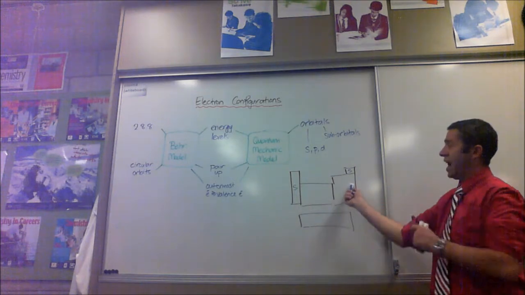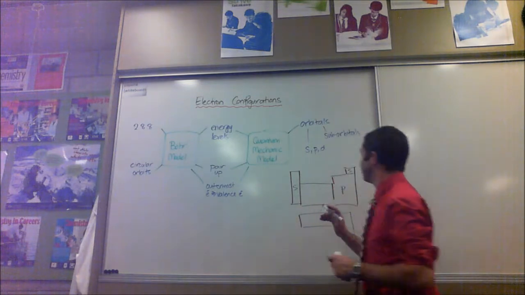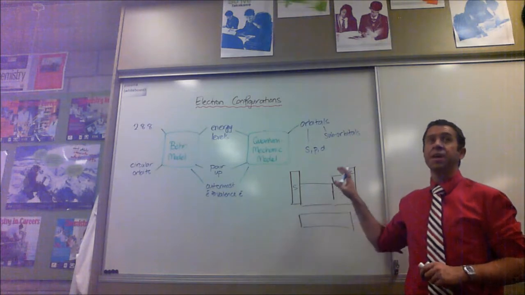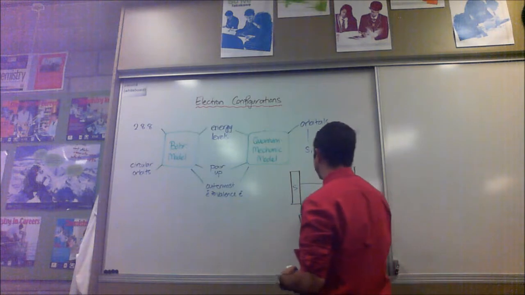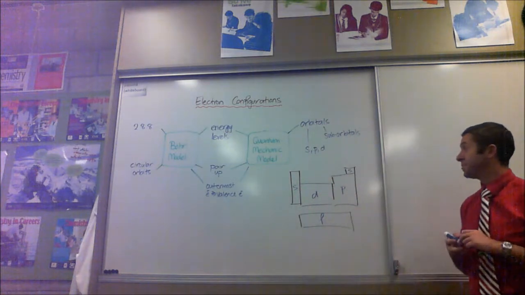If I go into here, the outermost ones are going to be in a thing called the p orbital. And in here, sorry, it's not outermost, but these ones contain electrons in another special orbital called a d orbital. And then these ones contain the f ones.